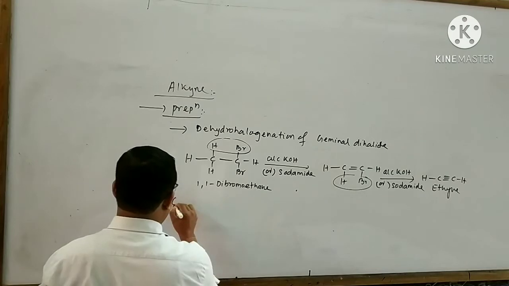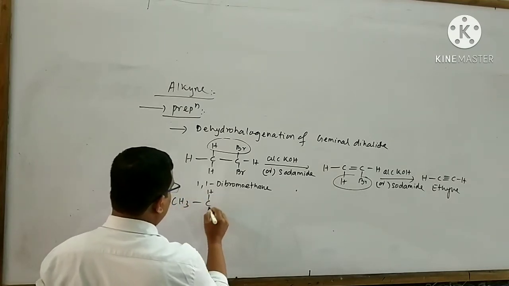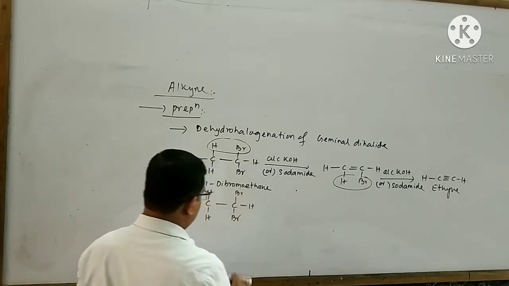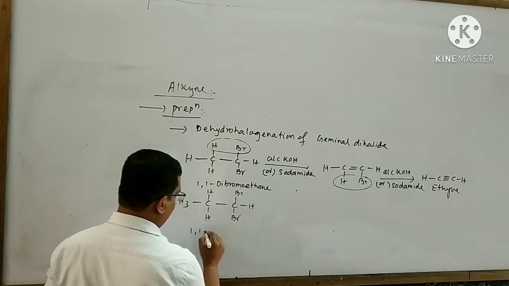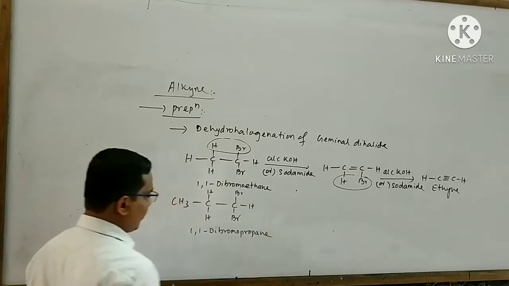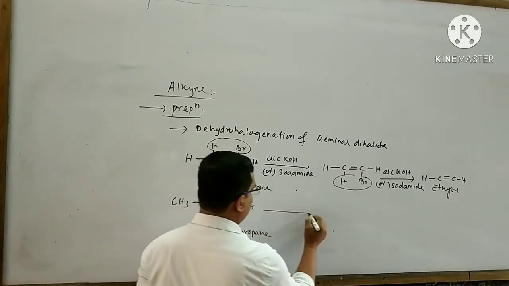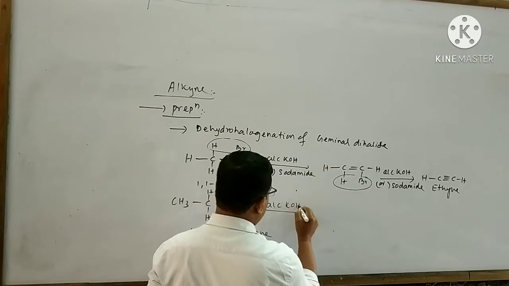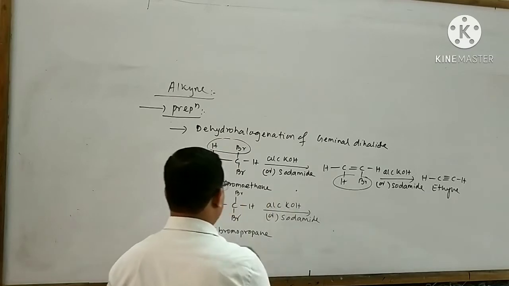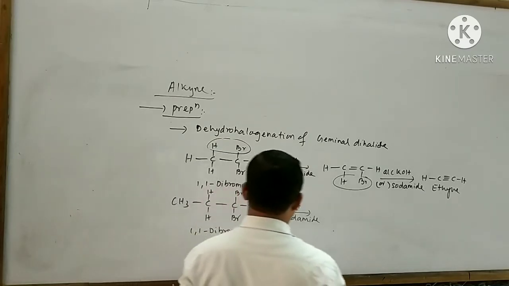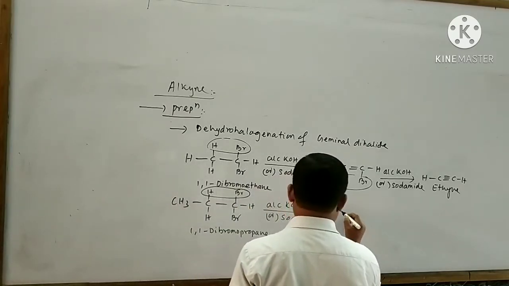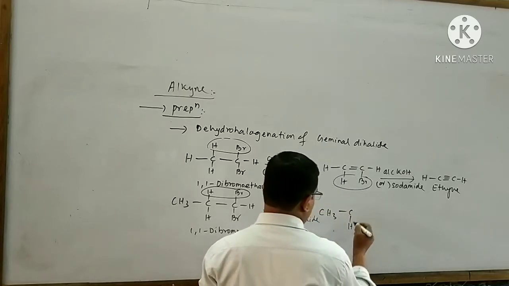Similarly, take another example: CH3, bond C, bond H, bond H, bond C, bond Br, bond Br, bond H. The name of this compound is said to be 1,1-dibromopropane. When 1,1-dibromopropane is subjected to reaction with the alkali KOH or soda amide, then at first one molecule of HBr is removed like this. As a result, this product is formed. I can write like this.